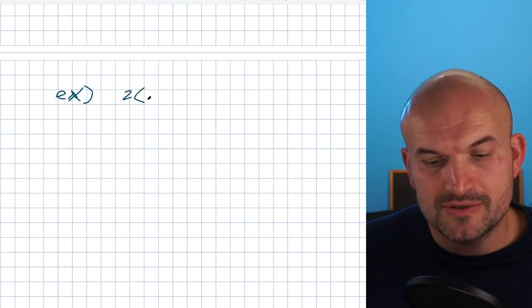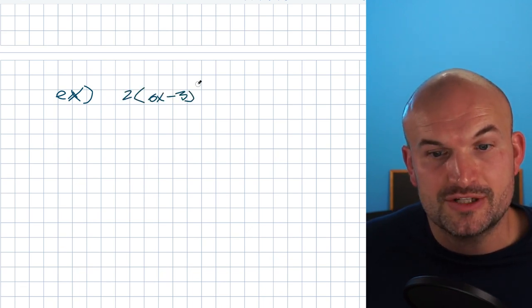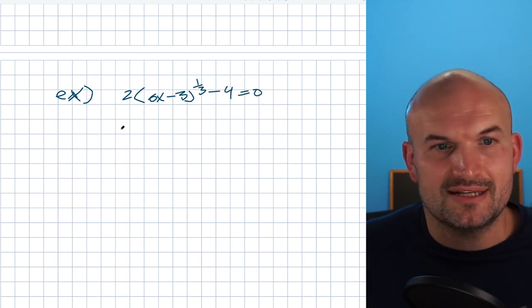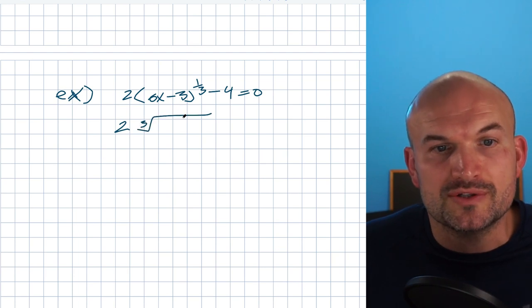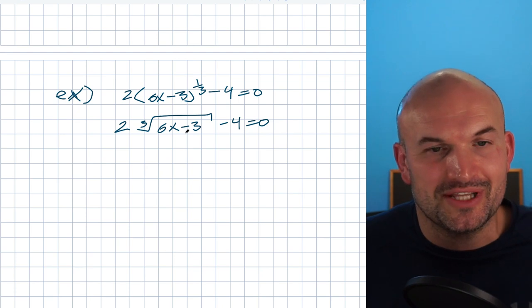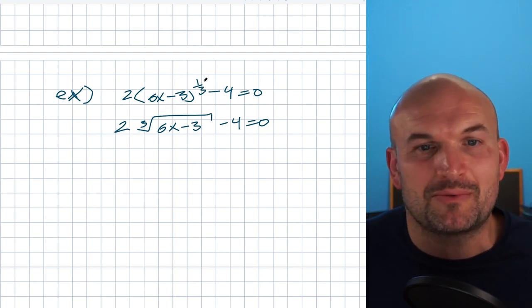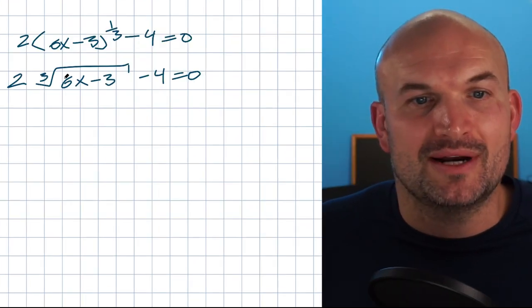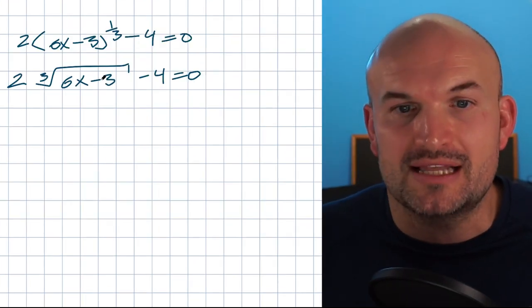So if I had 2 times (6x minus 3) raised to the 1/3 power, minus 4 equals 0. Now, again, I could just write this. This is the same thing as the cube root of 6x minus 3, right? Minus 4 equals 0. So whatever you're really familiar with, you don't have to be stuck with rational powers or with the cube root. You can go back and forth. But again, the main thing we want to do is isolate my parentheses or isolate my radicand.